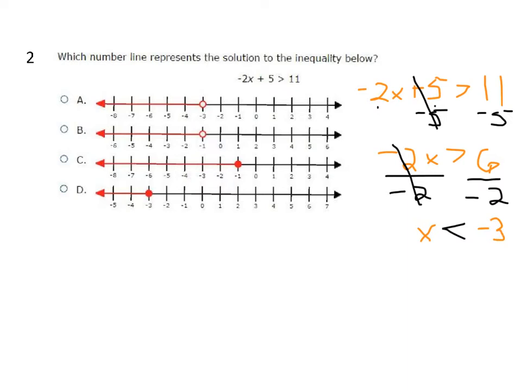So now I'm going to look for the number line that says x is less than negative 3. So I just have the less than part. So that means it's going to be an open circle. So A and B are the only ones that have an open circle on the number line, so it can't be C or D. And then that open circle needs to be over negative 3. And it's a less than and shaded down. So that's going to mean my answer is A.